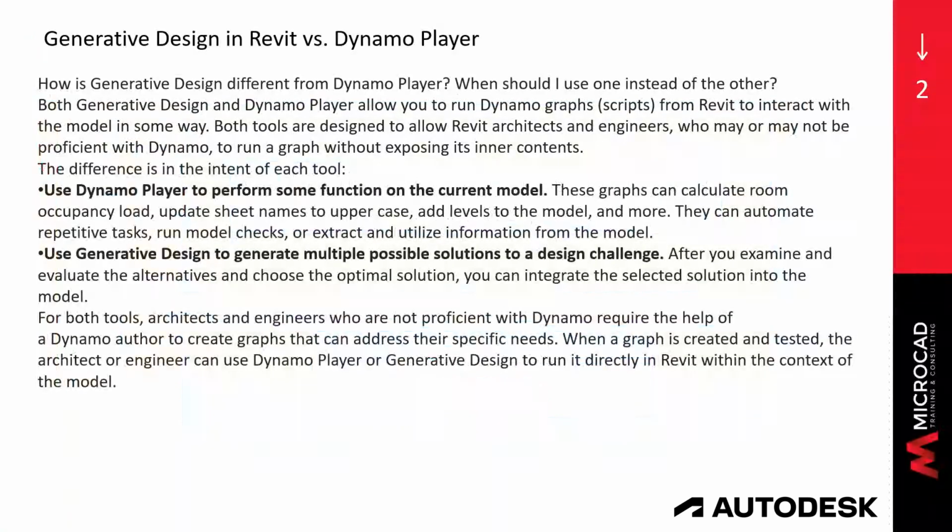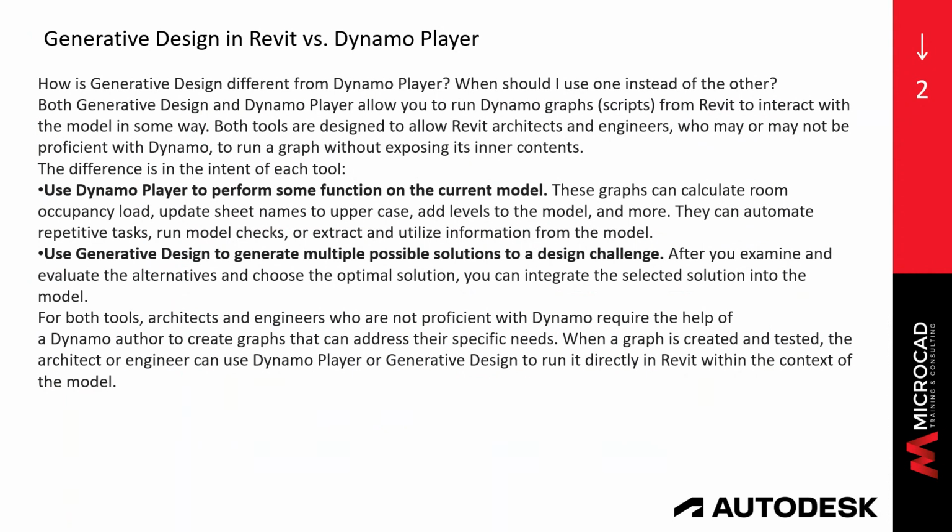First of all, I'm going to start my presentation with a question. Basically, what is generative design in Revit versus the Dynamo player? And the big difference between them is that, let's start with where they're similar. Both of them allow you to run Dynamo graphs or scripts from Revit, and they allow you to interact in the model in a certain way.